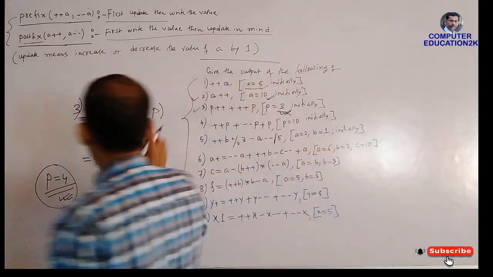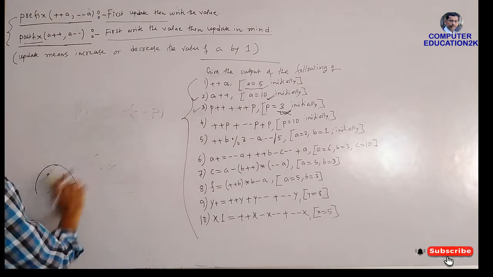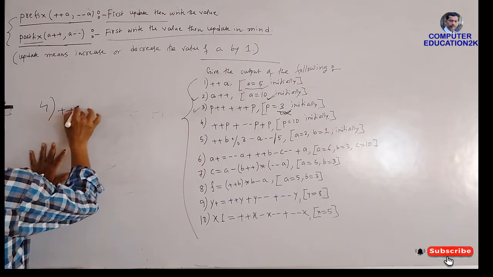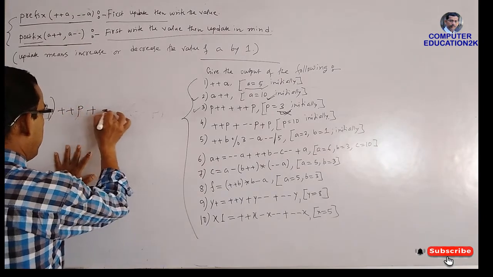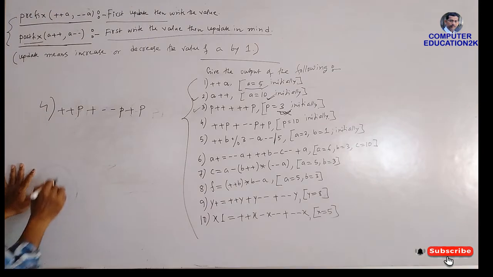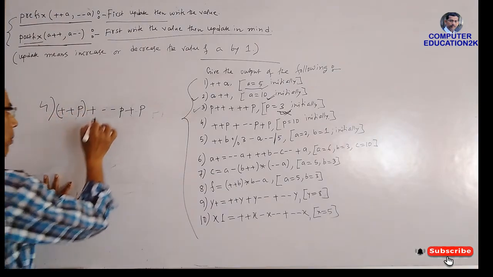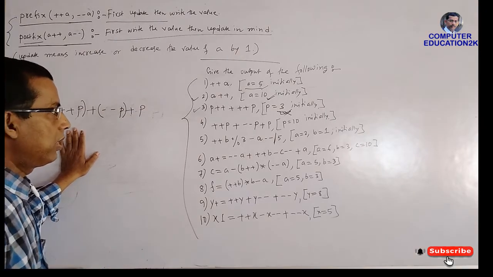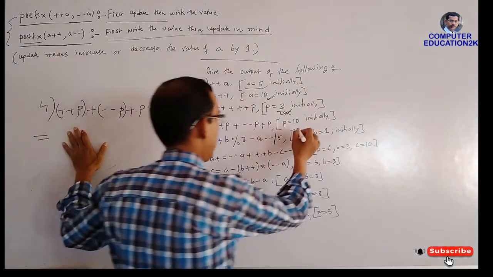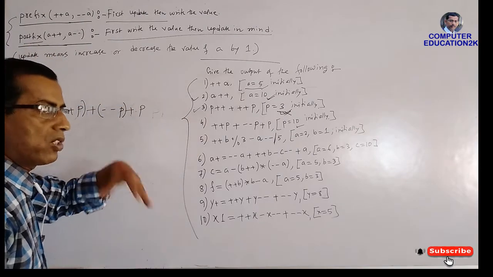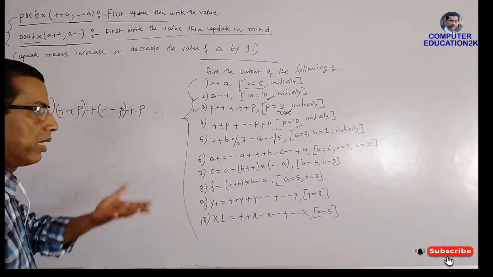Now let's do number 4. Number 4 is ++P + --P + P. You put the variable in brackets. The value of P is 10 initially. So ++P, that means this is prefix, first update, means first increase, then write the value.